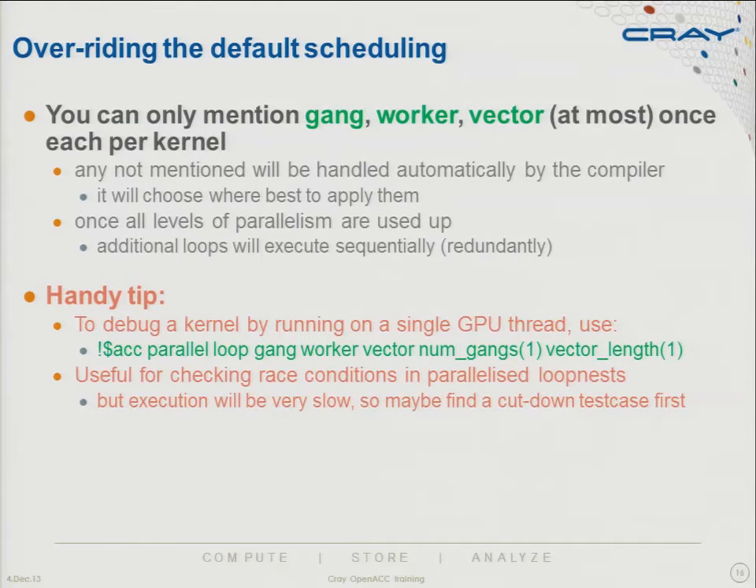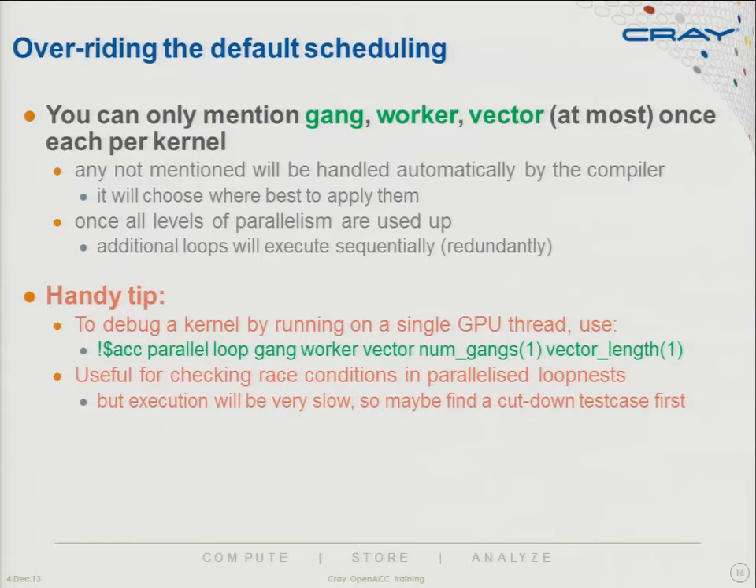Well, technically, within a loop nest, you can't keep putting these in. You can only mention each of these once. You don't have to mention them, but if you do, you can only do it once, because it doesn't make sense to do it more than once. You can't say vector for this loop and vector for that loop.